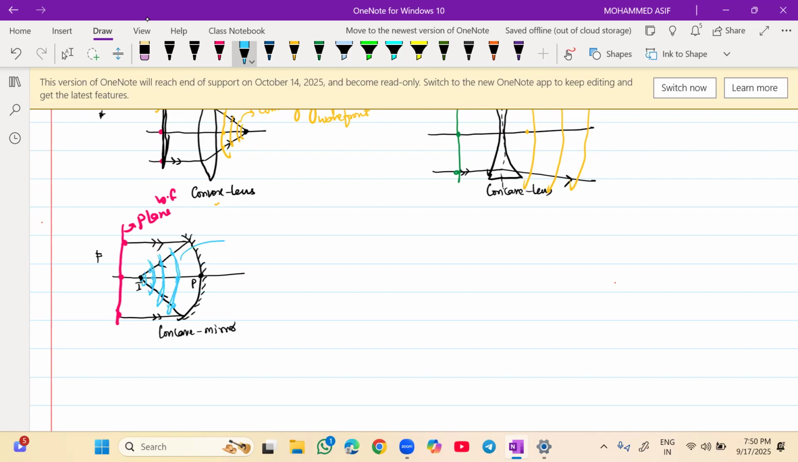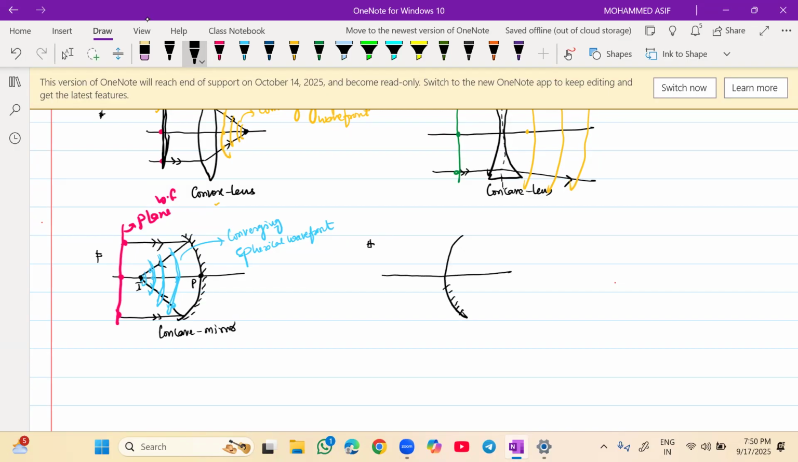So what type of wavefront are we getting again? Converging spherical wavefront. Am I clear? Yes, sir. These are all questions asked many times in the examination. Okay, then if I take a convex mirror, it is silvered from where? Inside.